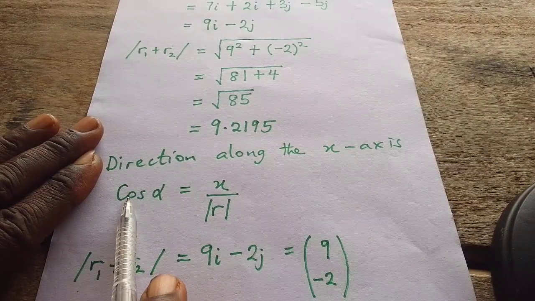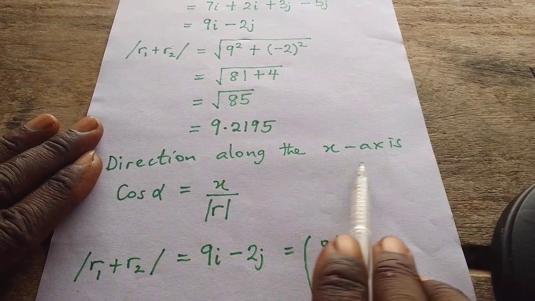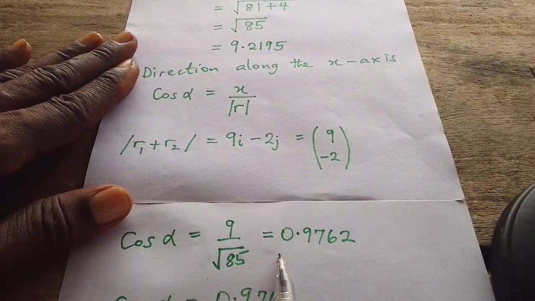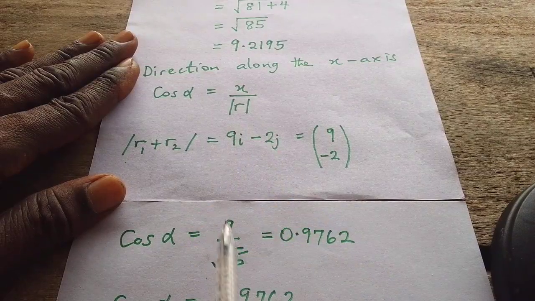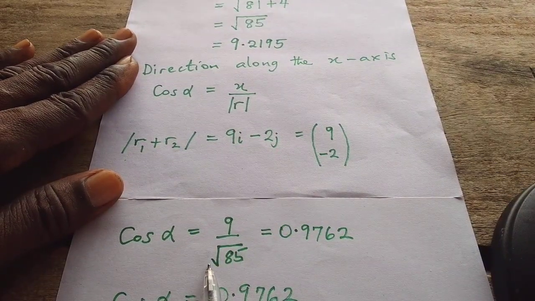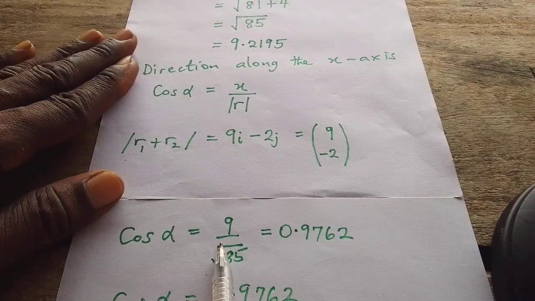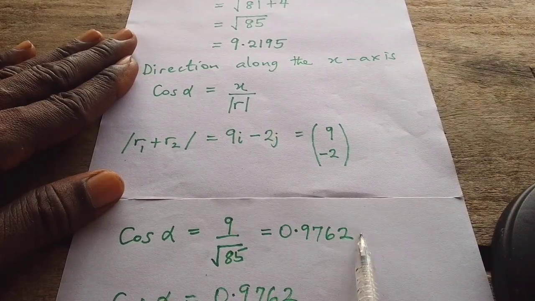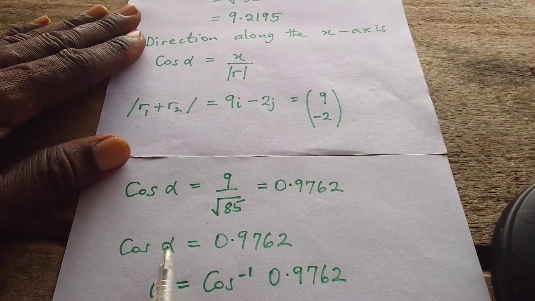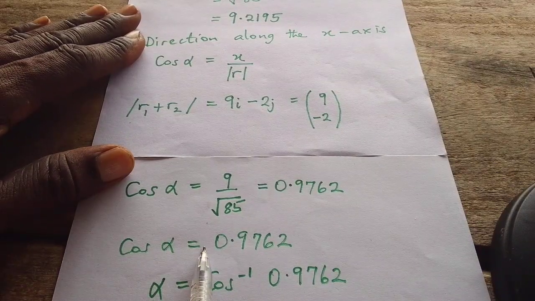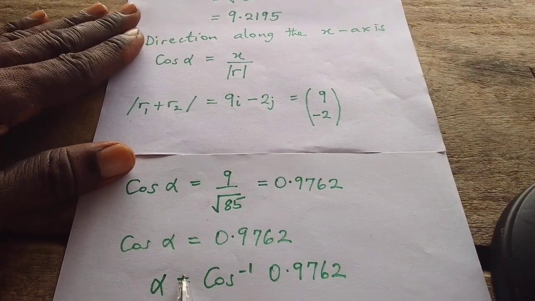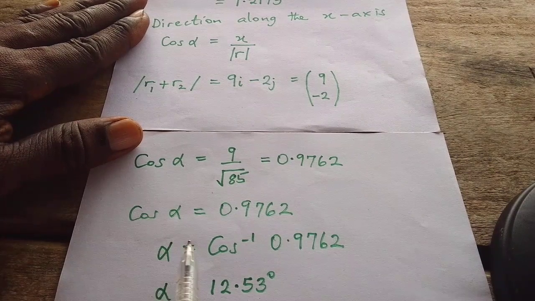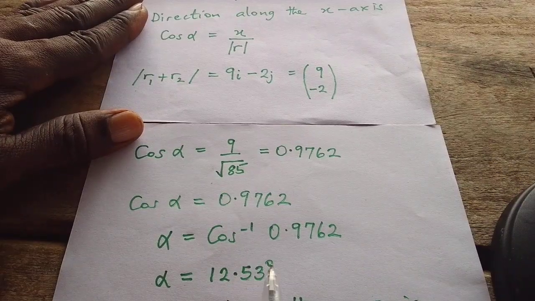If you are looking for the direction along the x-axis, you say the x component, which is 9, over the magnitude of the vector, which is square root of 85. So 9 divided by the square root of 85 will give me 0.9762. So cos alpha is now equal to 0.9762. The angle it makes with the horizontal axis will now be the arc cos of this, which will give me 12.53.